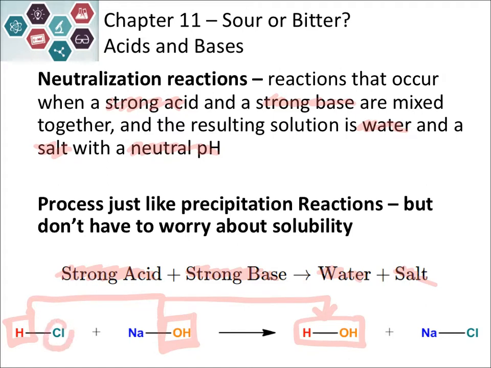Then the anion from the acid and the cation from the base combine to make your ionic compound, which in this example is sodium chloride. So when you're writing the formula for the ionic compound, you'll have to use your charges. Chloride ions are -1, sodium ions are +1, so it's a 1-to-1 ratio. So again, very similar to precipitation reactions, where you take half of each reactant and combine them to get your products.